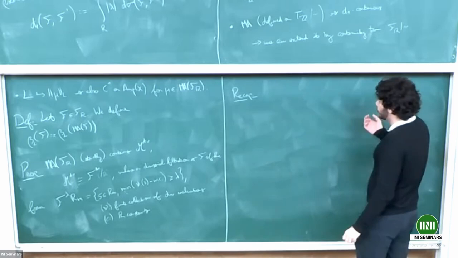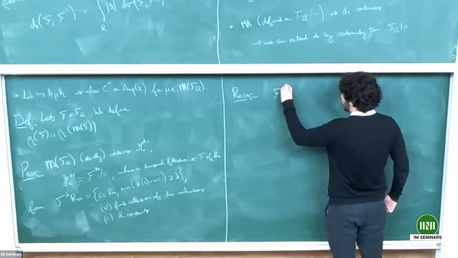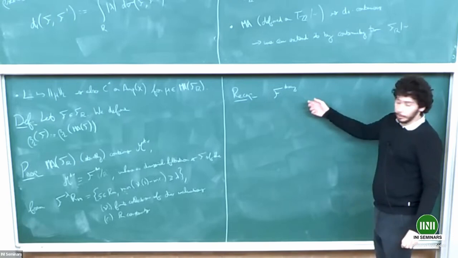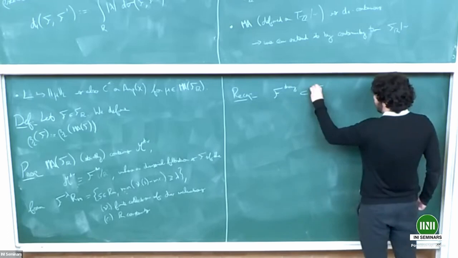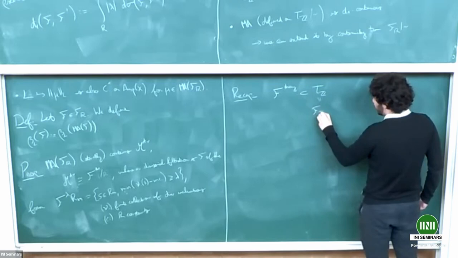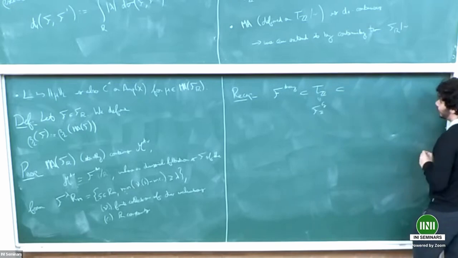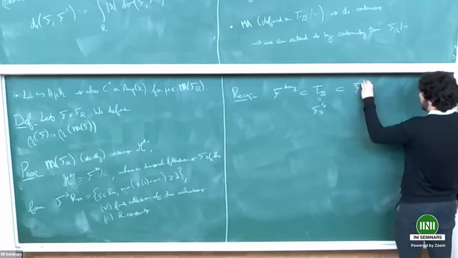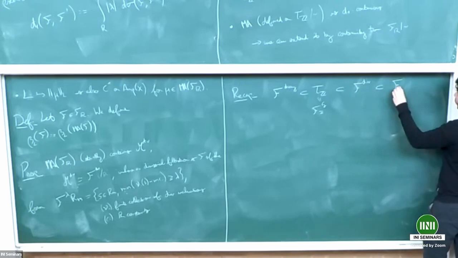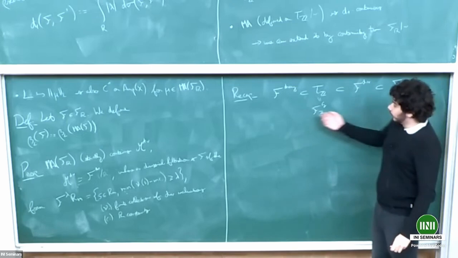Of the classes of filtrations we've seen, we have this class of dreamy filtrations, which are the ones induced by dreamy evaluations. As we've seen, they were contained in the set of test configurations, which was a set of finitely iterated filtrations. This was contained, again, by this class in FDiv. And finally, we have a very large class of all possible filtrations. And testing the beta invariants against each of these is going to give a different notion of stability.